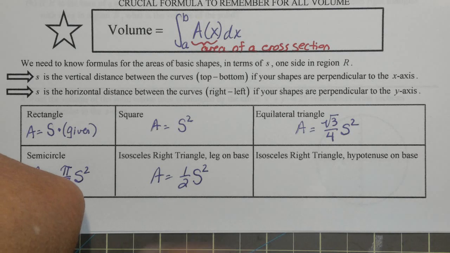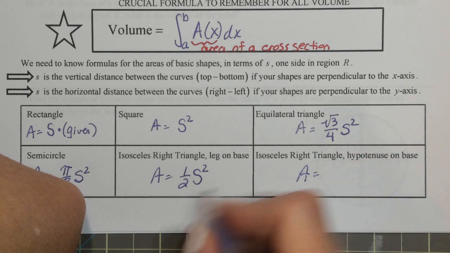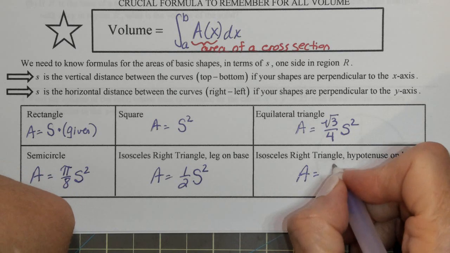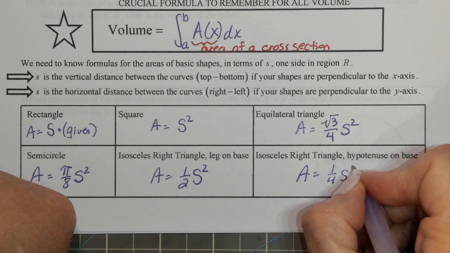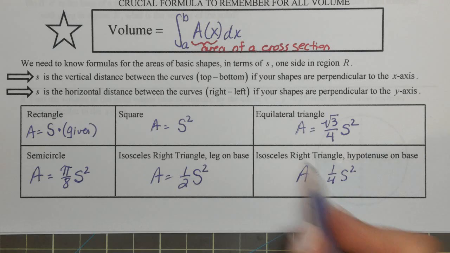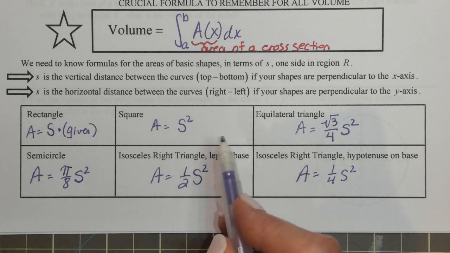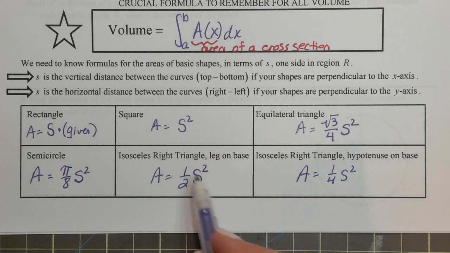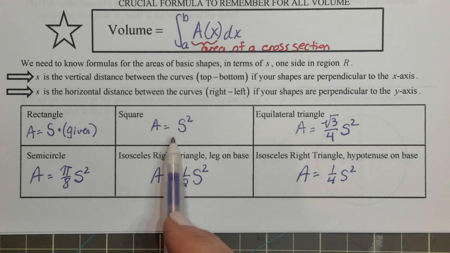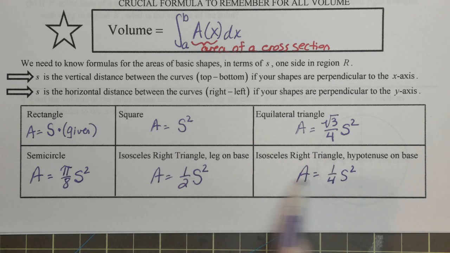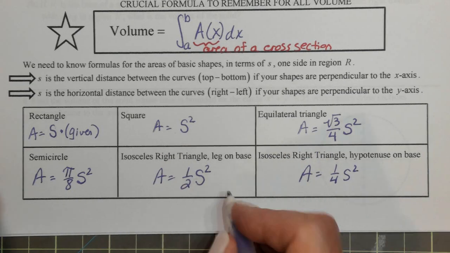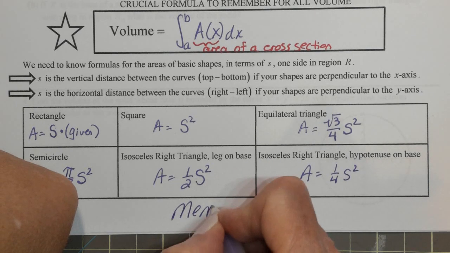If the hypotenuse is on the base, we don't have a one-half as the coefficient, we have a one-fourth as the coefficient. Note that almost every one of these, except for the rectangle, has an s squared. S squared, s squared, s squared, s squared. The only thing that changes is its coefficient. So you need to memorize these.